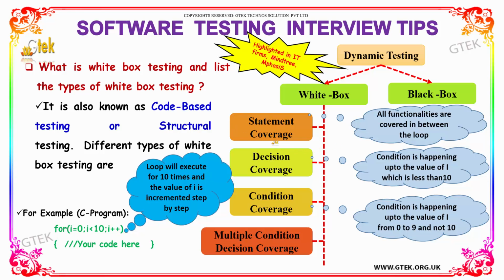Statement coverage covers all the functionalities within the loop, whereas decision coverage will cover the condition that is happening up to a value of 1, which is less than 10. Condition coverage is happening up to a value from 0 to 9 and not 10.